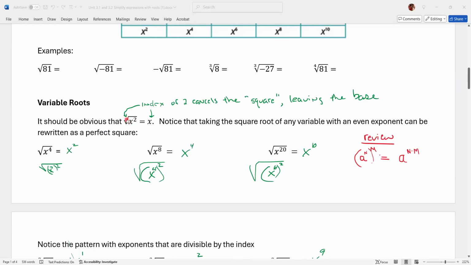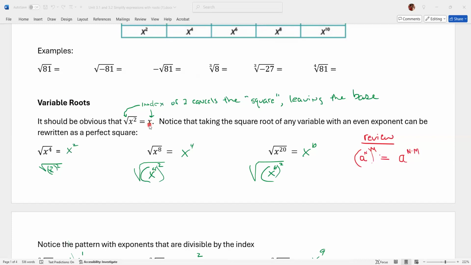So here's an example. If I take a square root and underneath the radical I have something being squared, the x is the base and the 2 is the exponent. The exponent of 2 would be canceled by taking the square root, and so the result would be just x. That makes sense because x times x is x squared, so that would be the square root.